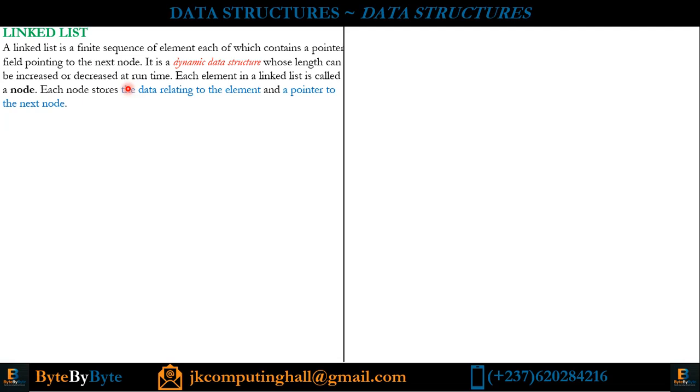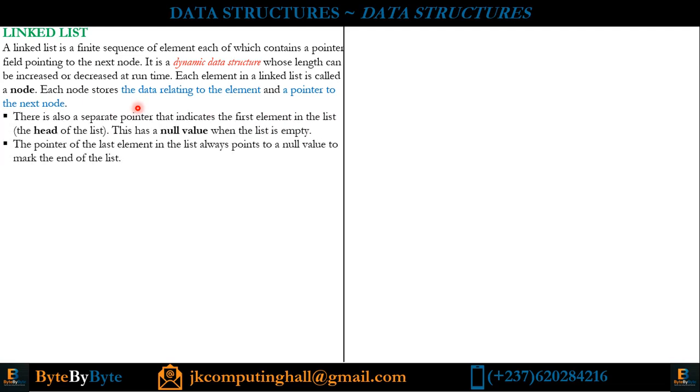Each element in a linked list is called a node. Each node stores the data relating to the element and a pointer to the next node. So that is what each of these nodes contains: the data it has to store and a pointer to the next node, because being a dynamic data structure, it is also a linear data structure. So they are all connected.